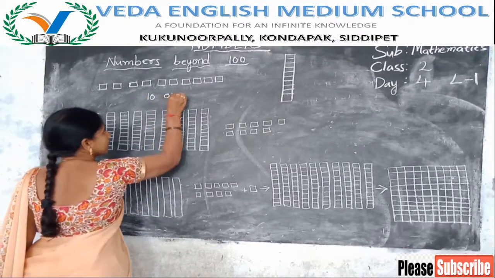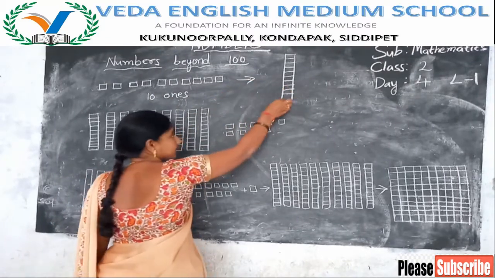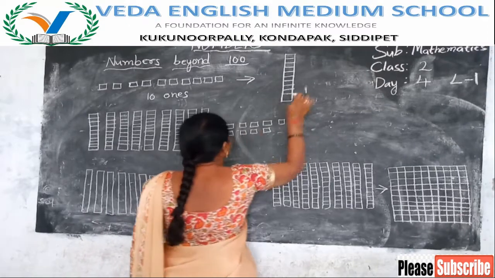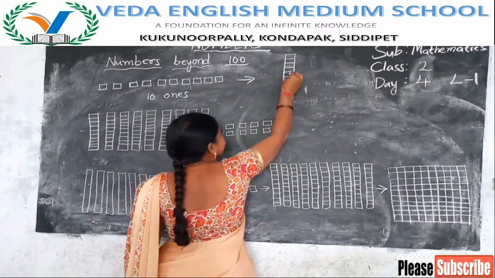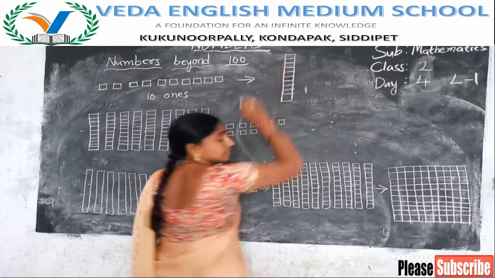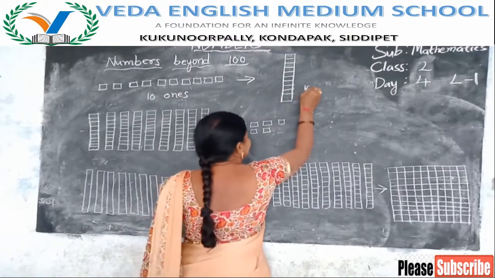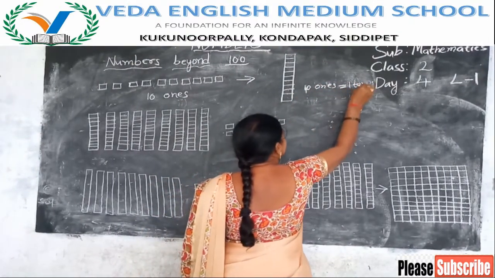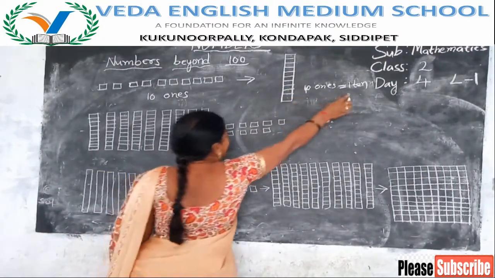10 ones make one sheet, like this. 1, 2, 3, 4, 5, 6, 7, 8, 9, 10. 10 ones is equal to 10. This one sheet contains 10.